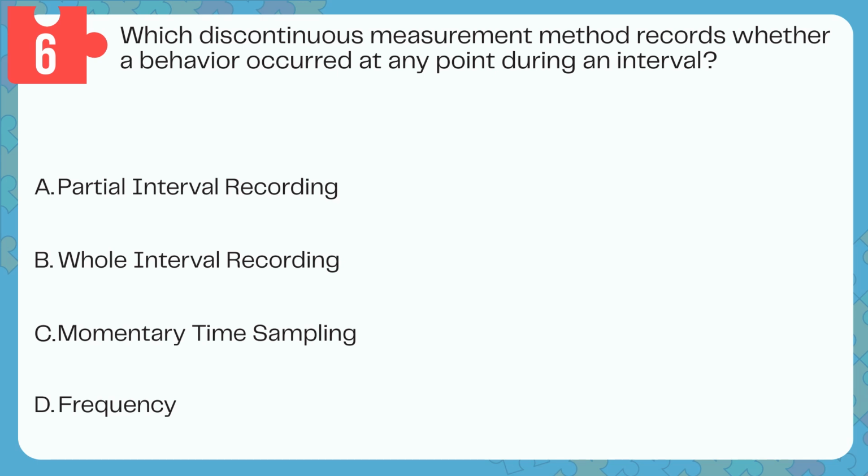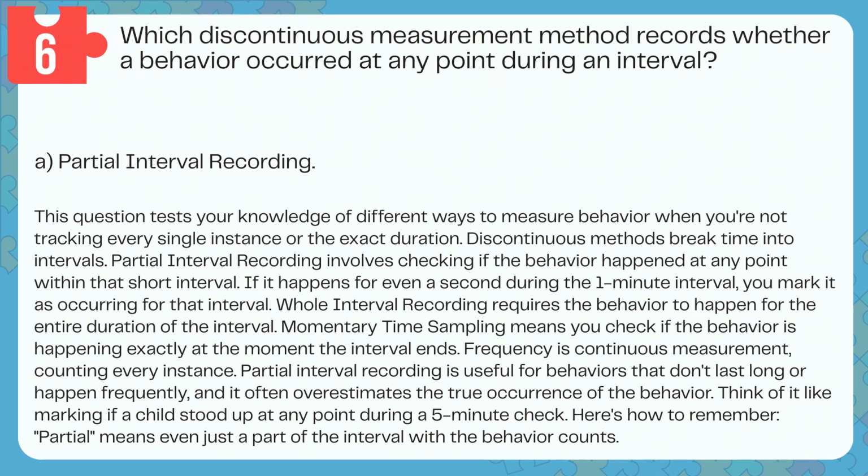Question 6. Which discontinuous measurement method records whether a behavior occurred at any point during an interval? A. Partial interval recording. B. Whole interval recording. C. Momentary time sampling. D. Frequency. Answer. A. Partial interval recording.